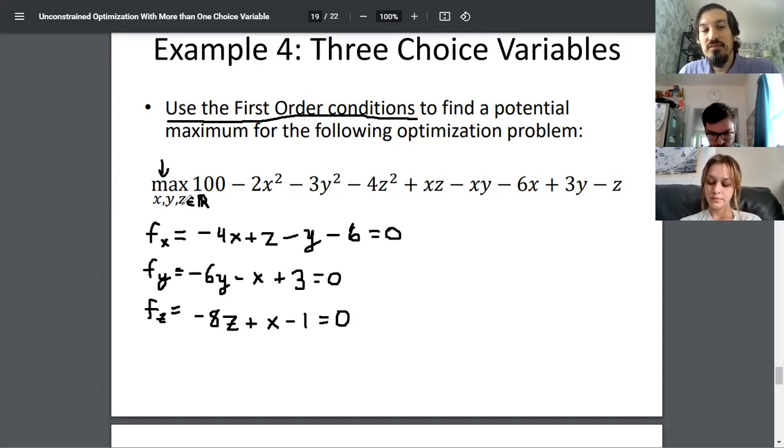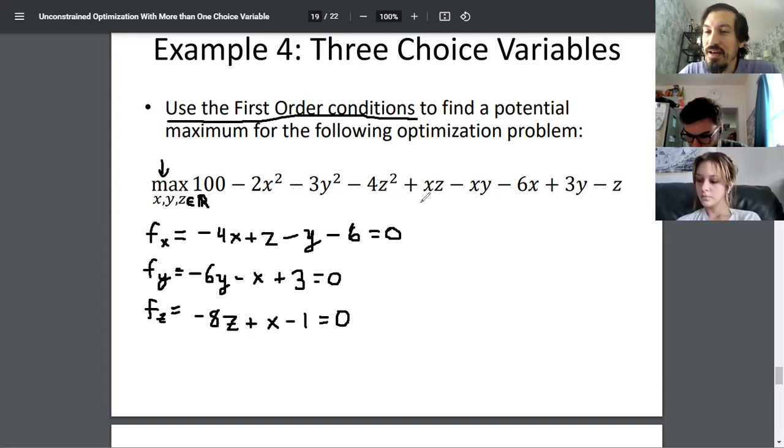X, Y, and Z, they're all just regular numbers. And how do we solve this? You guys remember Cramer's rule from before the midterm? I'd say this is a good example, a good opportunity to use Cramer's rule if you want. If you don't want to, actually, this would probably be pretty easy to solve without Cramer's rule too.